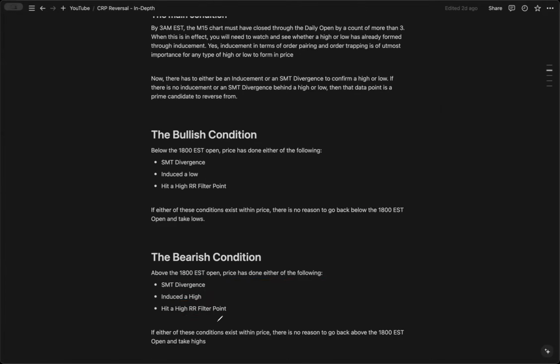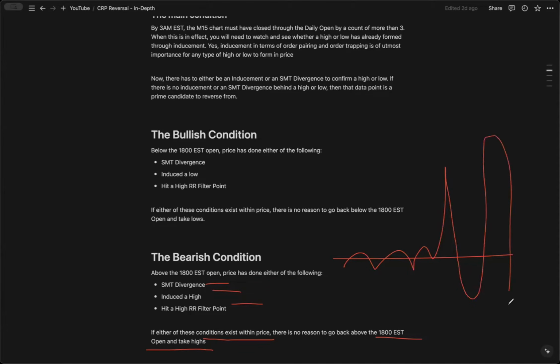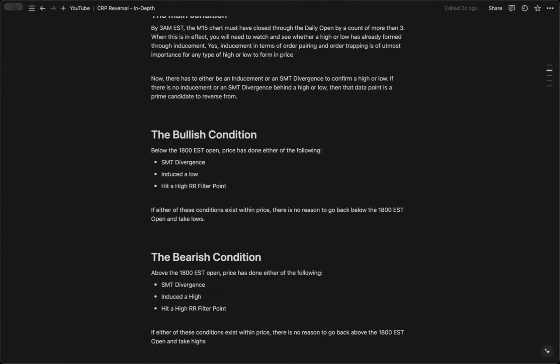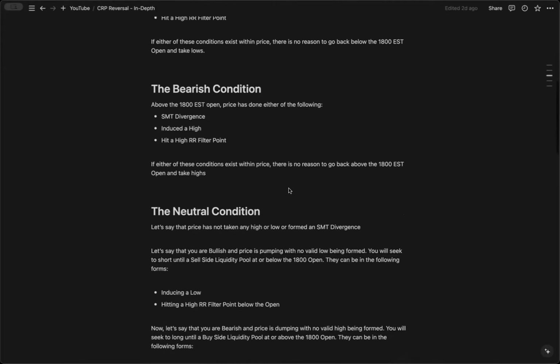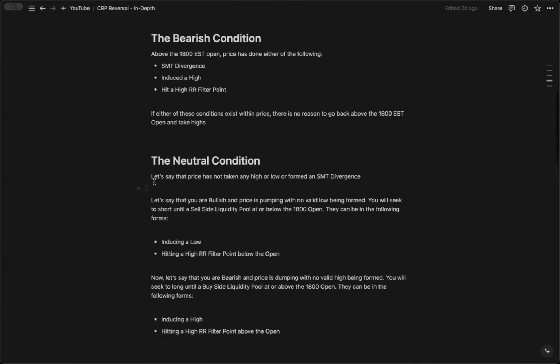So if either of these conditions exist within price, there is no reason to go back above the 1800 EST open and take highs, meaning when we have already reversed, there's no need to go back up there and reverse again. No, it will stop somewhere inside the range here and then go down. That is a bearish CRP reversal. I hope you understand that. And then finally, we have the neutral condition. The neutral condition is like this.